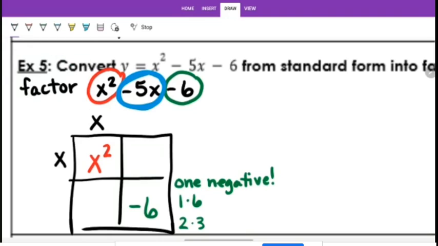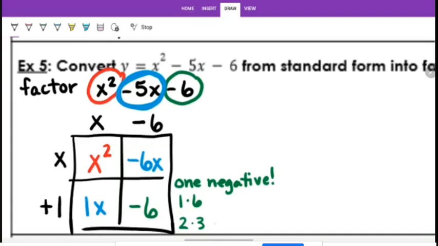If we use 6 and 1, and specifically, if we make it a -6 and a +1, we end up with a -6x and a +1x in our other two boxes. And -6x plus +1x will combine together to give you a -5x. Very nicely done.